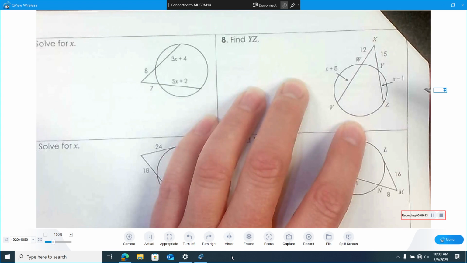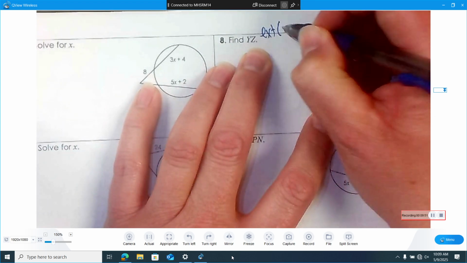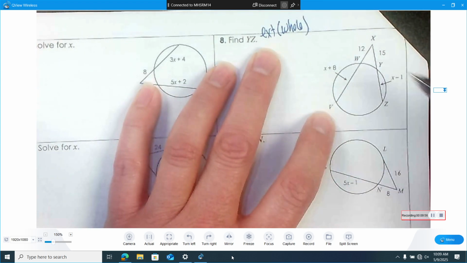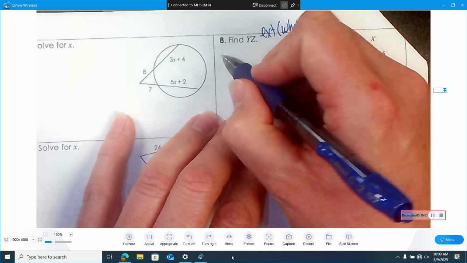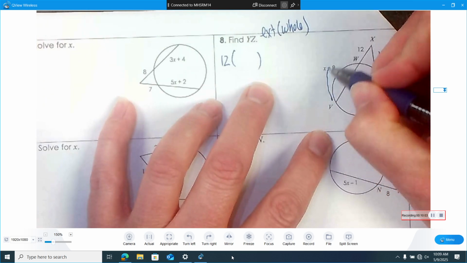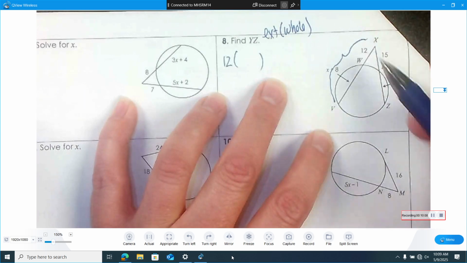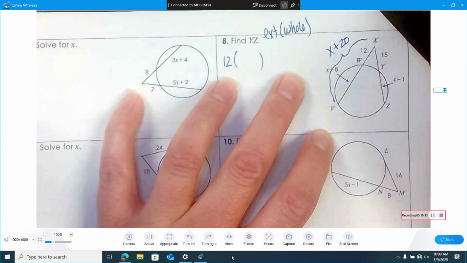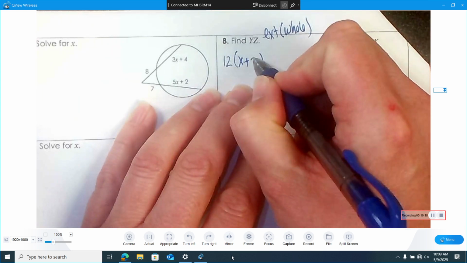Again, this is type 2, which means I need to look at what times what? Exterior times whole. Very good. Exterior times whole equals exterior times whole. So I'm going to start with the exterior piece here, which is 12. And what is the whole? Yes, 12 plus x plus 8, which would be? X plus 20. Very good. So the whole thing becomes x plus 20.